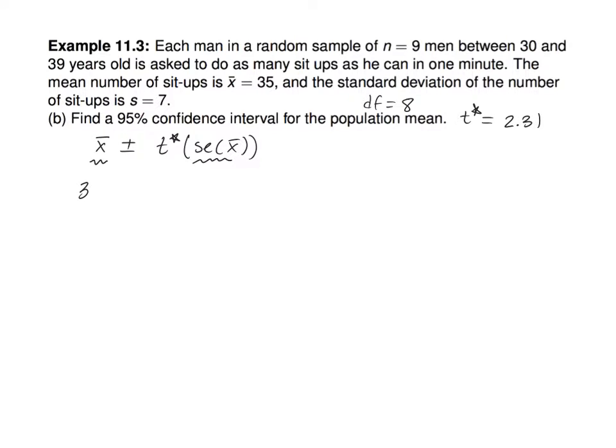So we have 35 plus or minus 2.31 times 2.33. It's approximately 35 plus or minus 5.38, or 29.62 to 40.38.